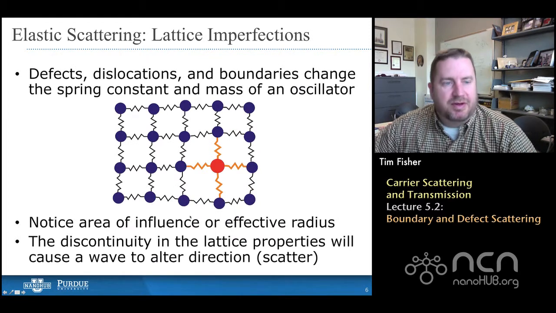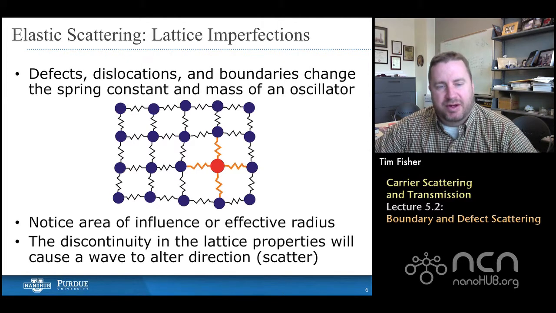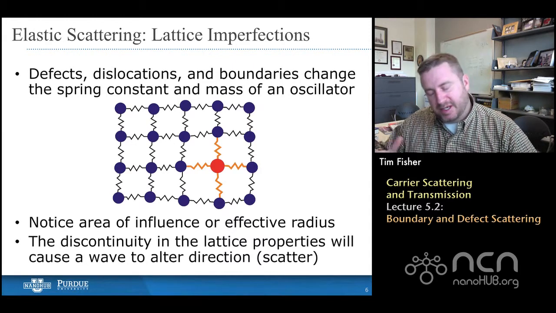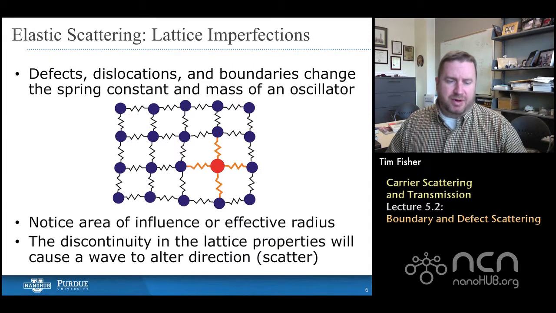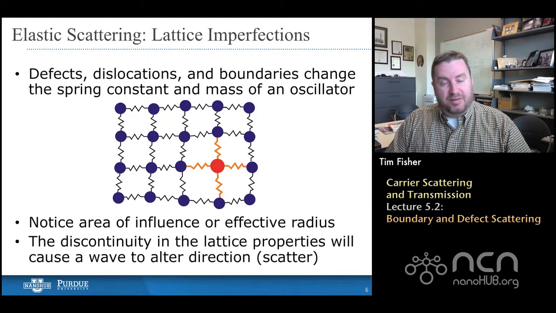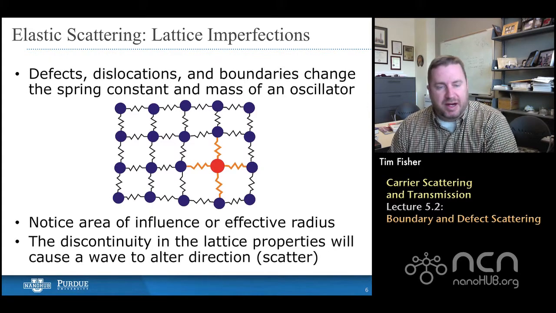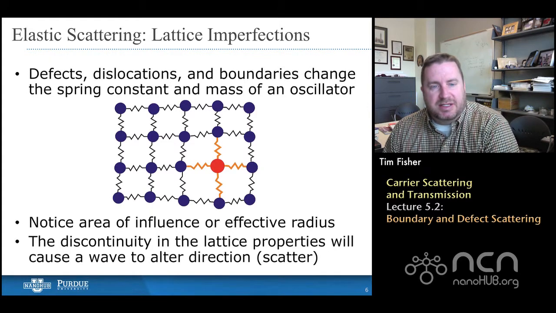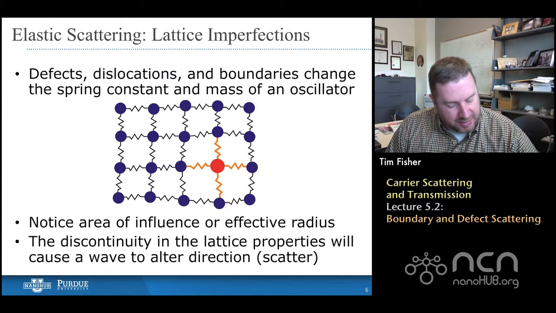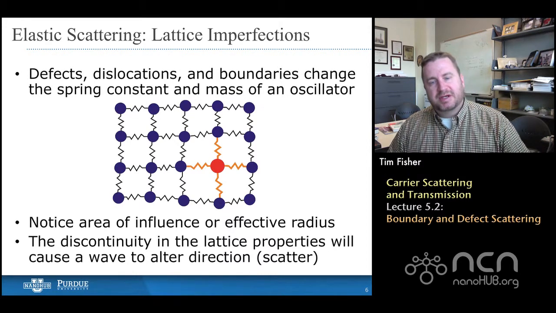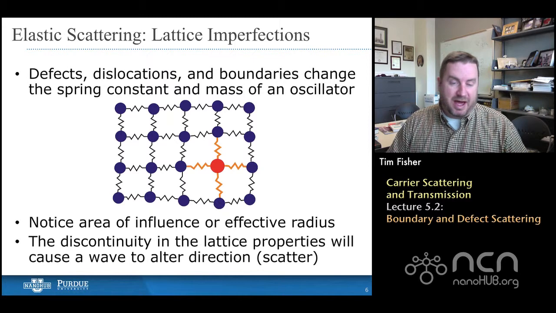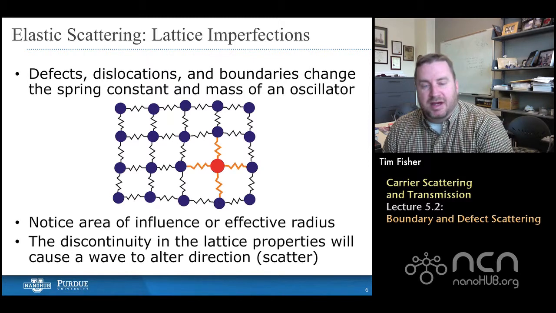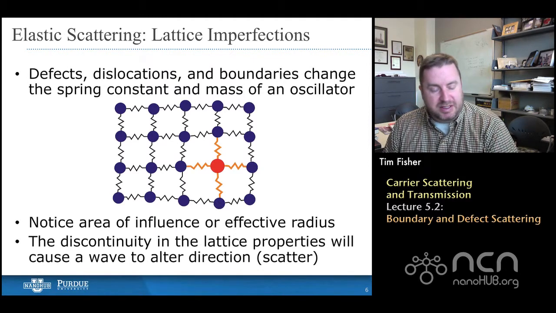The other kind of single carrier elastic scattering event that we'll talk about today is that of a lattice imperfection. So this is, as I said before, a situation where you might have a substitution of a foreign atom into a lattice site, or we could also have an interstitial atom that's placed in the middle of the lattice. But the main thing that happens in either case is that it changes our spring constants. It also changes the mass of the atom at the lattice site.